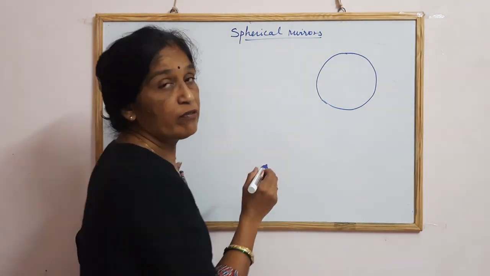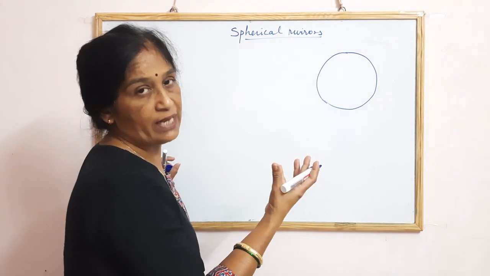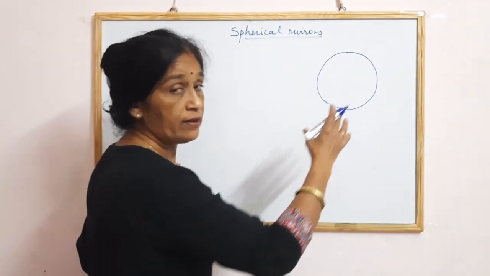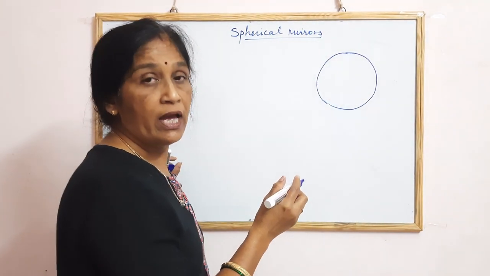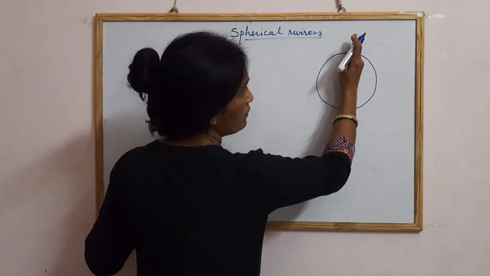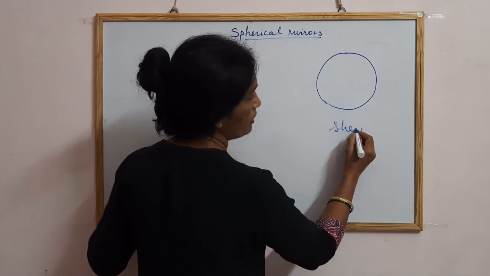Now let's have a ball which is hollow from inside and made up of glass. At the same time I am having a glass cutter also. So with the help of a glass cutter, this is a sphere. This is a spherical ball.